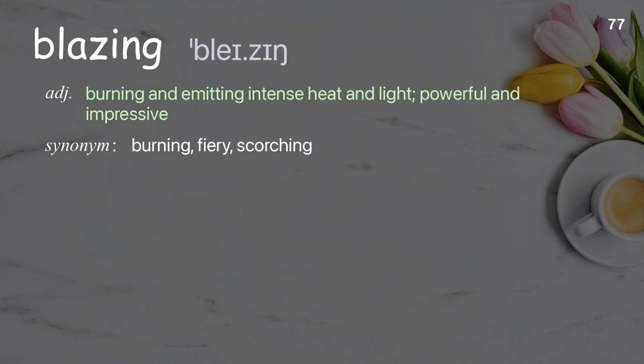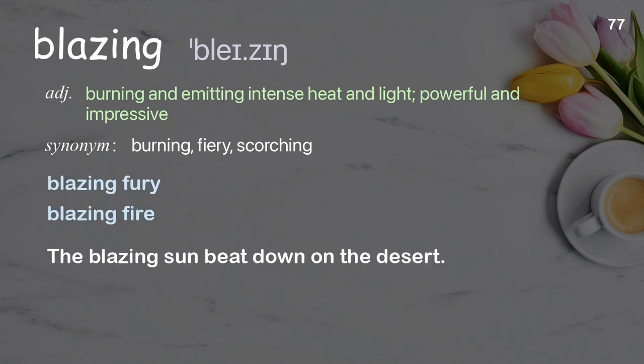Blazing. Burning and emitting intense heat and light, powerful and impressive. Examples: Blazing fury. Blazing fire. The blazing sun beat down on the desert.